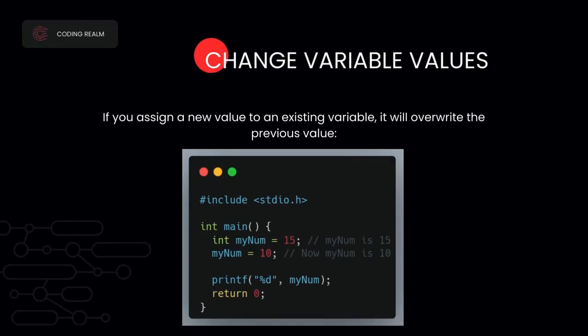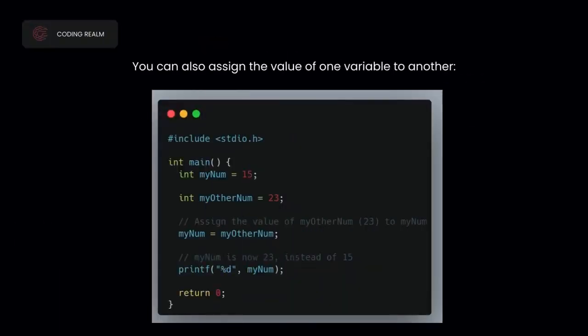If you assign a new value to an existing variable, it will overwrite the previous value. int mynum = 15. Here, I put the first value 15. mynum = 10. Now the new value entered by the compiler is 10. You can also assign the value of one variable to another.